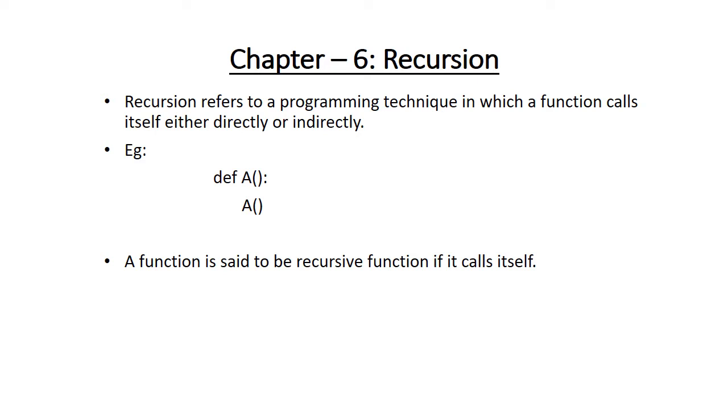Recursion refers to a programming technique in which a function calls itself either directly or indirectly. Below, an example is given in which you can see we define a function A, and inside A, that same function is called. That is called recursion. A function is said to be a recursive function if it calls itself.